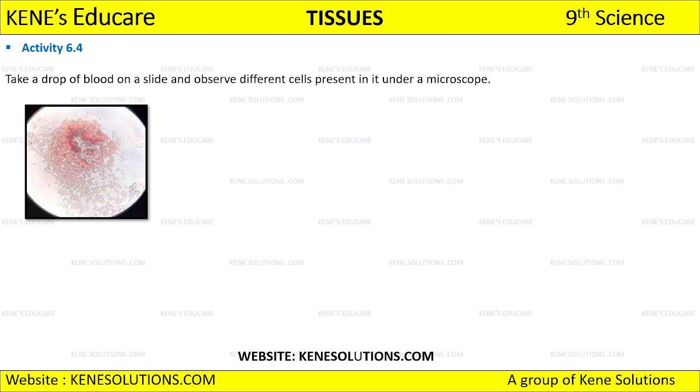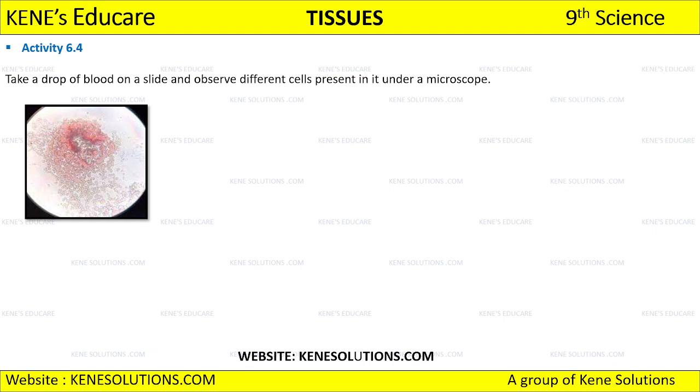Now we have this activity 6.4. What we need to do here is take a drop of blood on a slide and observe the different cells present in it under a microscope. What do you think you will be able to see under the microscope? What components will you find in the blood?